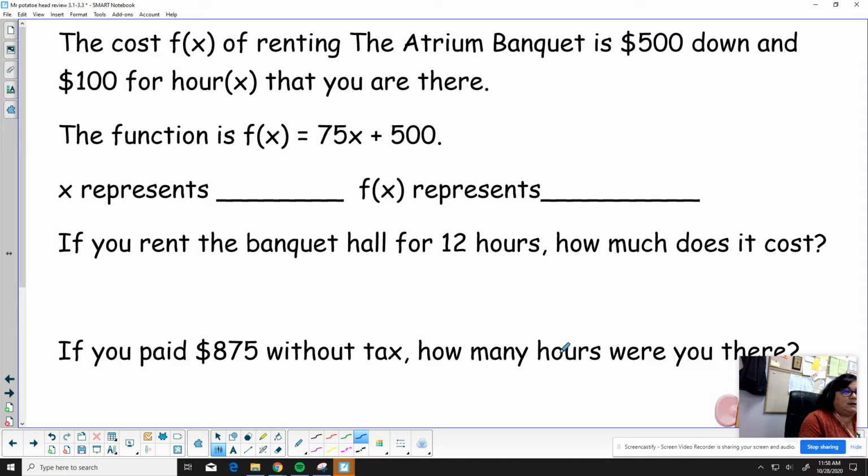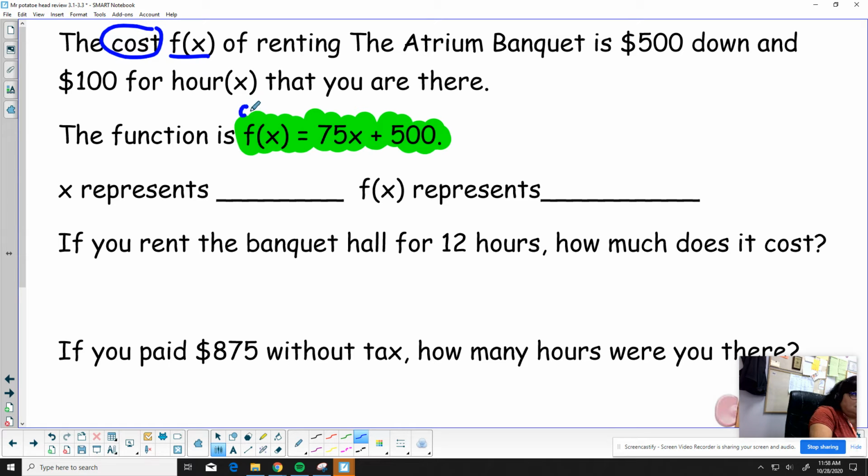All right, the cost f of x of renting the atrium banquet is $500 down and $100 for each hour x that you're there. And here's the function. It's right here. Okay, and it tells us in the words what those stand for. So it says f of x is the cost. So this is cost over here. And this x right here is hours. Okay, so x represents hours and f of x represents cost.